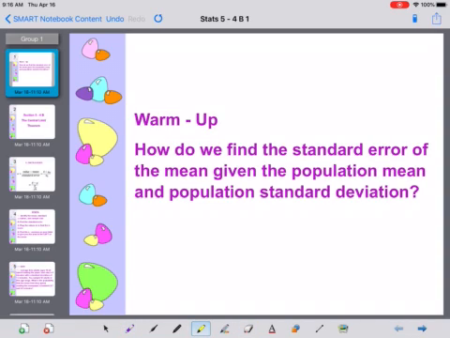Alright, the warm-up is just asking how you find the standard error given the mean and the standard deviation. So this is what we had to calculate last time and we just have to remember it for today as well. So standard error is the one that you actually had to calculate, and the way it's written is baby sigma x bar.